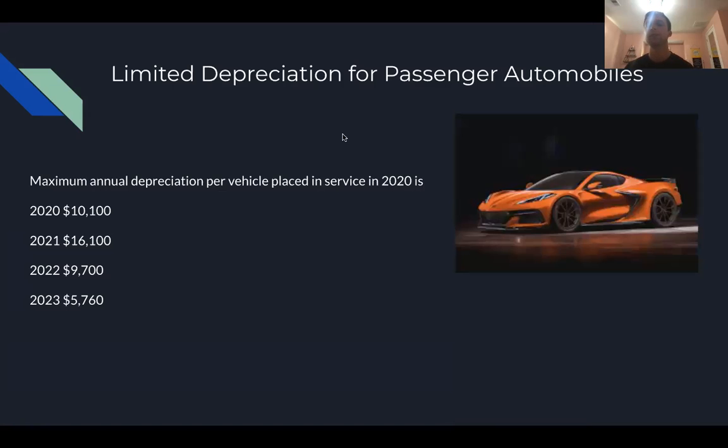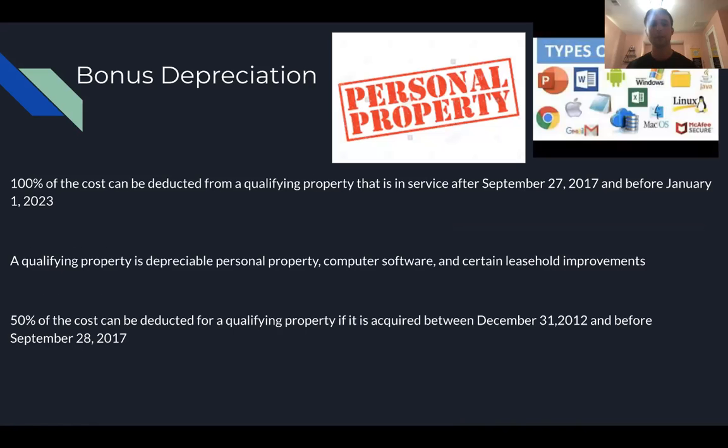There's a limited depreciation for passenger automobiles. For 2020 it is $10,100, and then these are the following years. The law could change, but the second year would be 2021 and the third year would be 2022, unless the law changes.